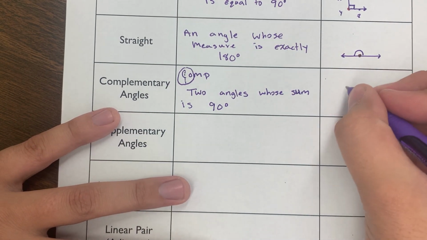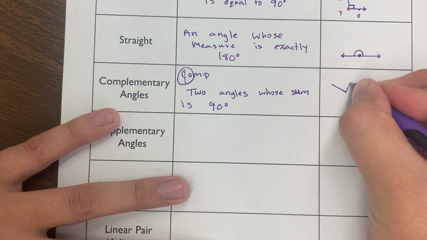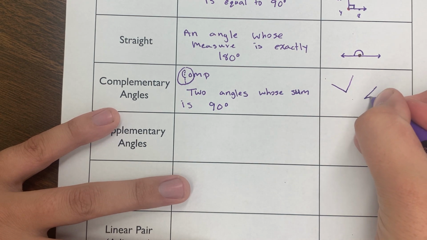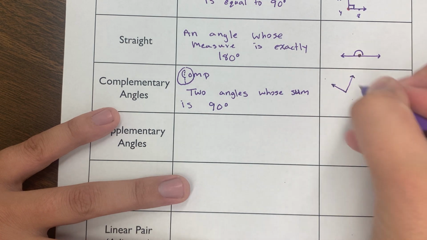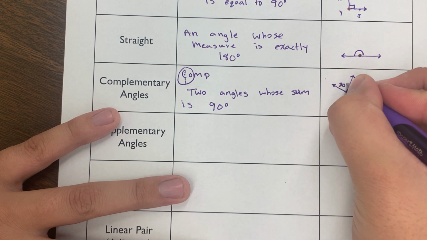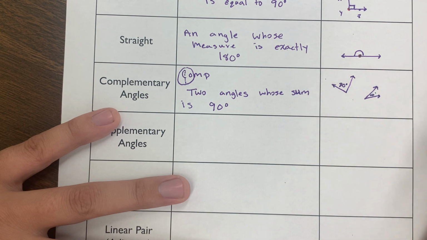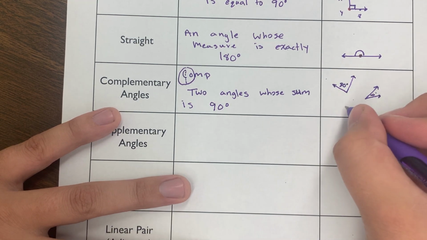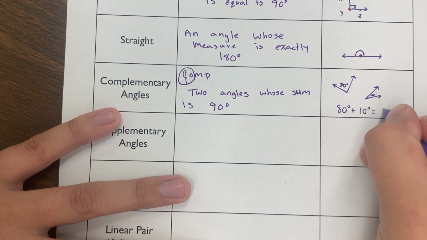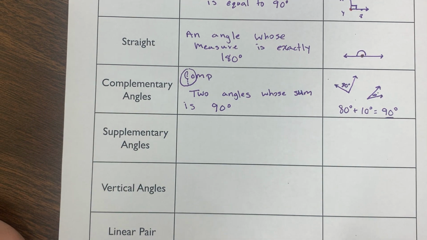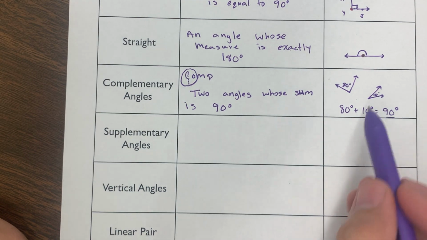So I'm gonna draw a picture over here. Let's put an angle right here, and then over here we'll put another angle. Well, it's kind of hard to tell right here, but if I put some numbers here, maybe this angle's 80 degrees, and maybe this angle's 10 degrees. Well, if I combine those two together, 80 degrees plus 10 degrees would give me 90 degrees. So that would mean that is a pair of complementary angles, because when I add their angle measures together, I get 90.